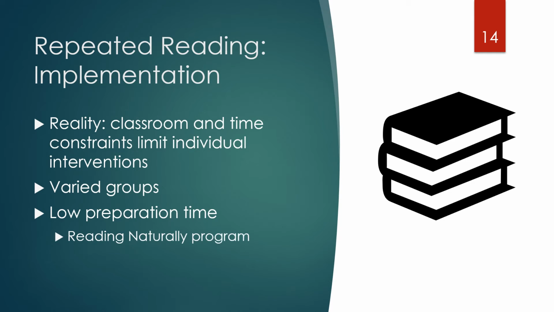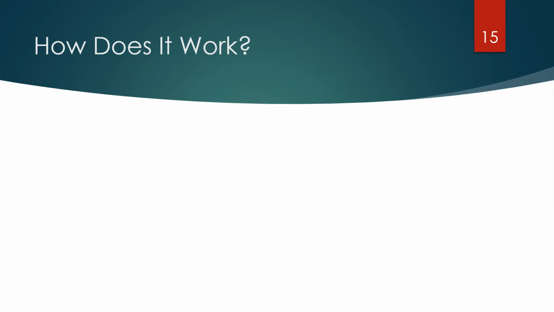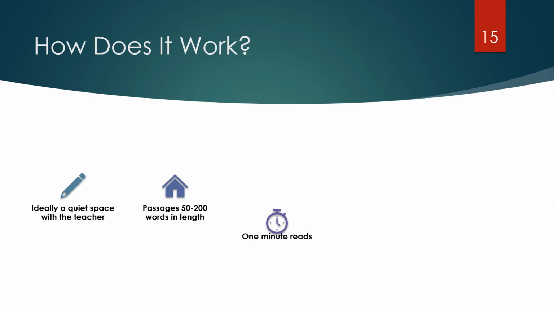There is also repeated reading software called Read Naturally, which offers a variety of programs which makes extra prep virtually non-existent. When using the repeated reading strategy, typically a student sits in a quiet space with a teacher and will read a passage ranging from 50 to 200 words in length. They read the passage for 1 minute.